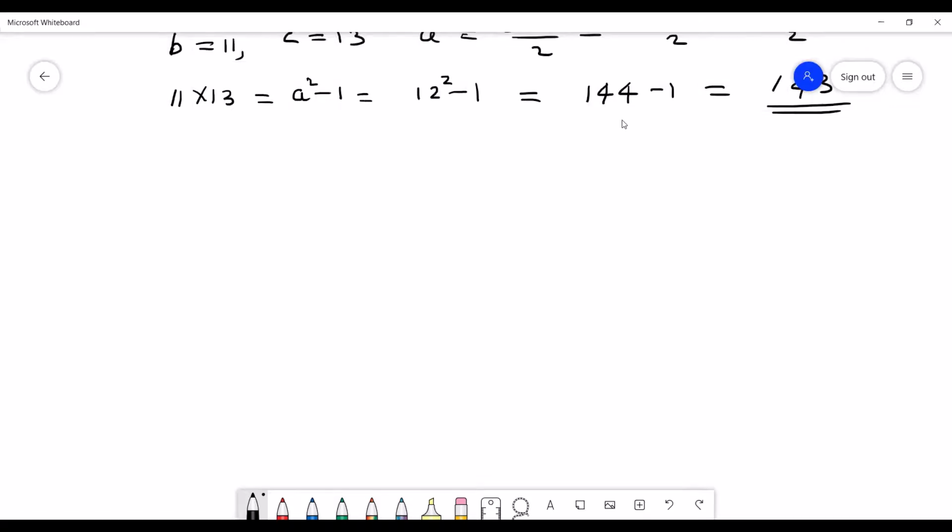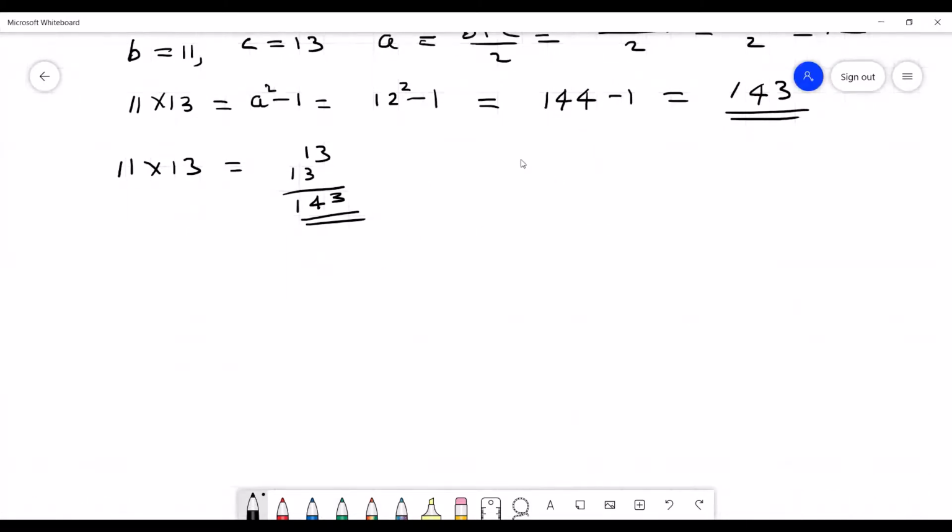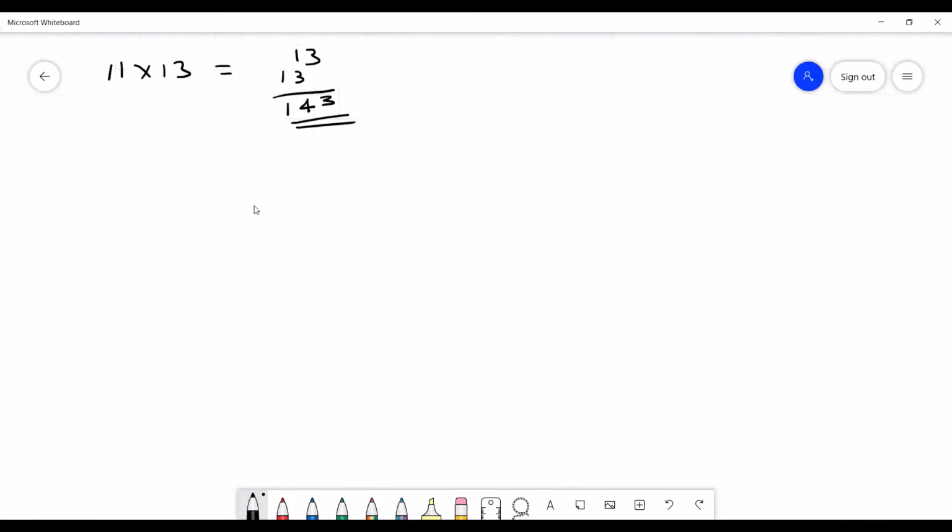In another way, let us multiply by the normal method. 11 into 13, what will it be? 143. Have you got the same answer? Yes, we have got the same answer. So in this way, we can simplify the multiplication of two consecutive even numbers, otherwise two consecutive odd numbers. This formula you can use, and this way you can easily find the product of two consecutive odd numbers or two consecutive even numbers. Now the next one we will see.